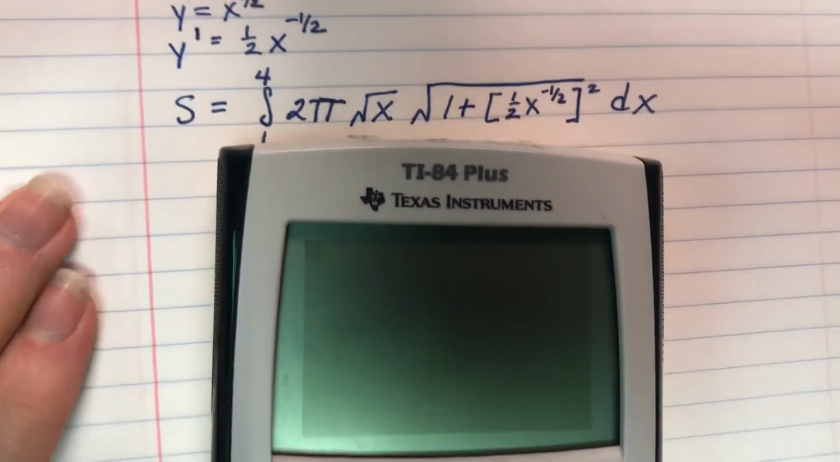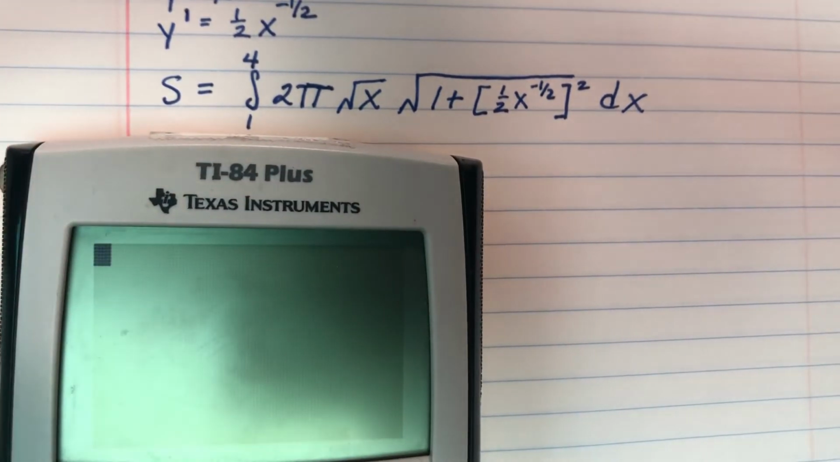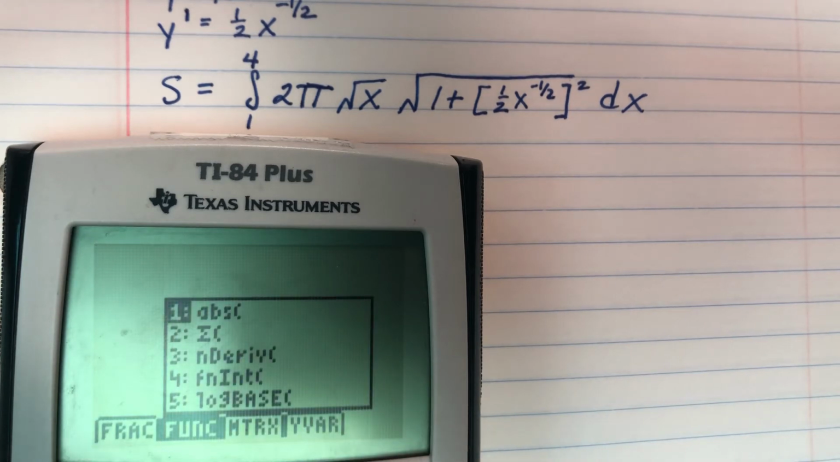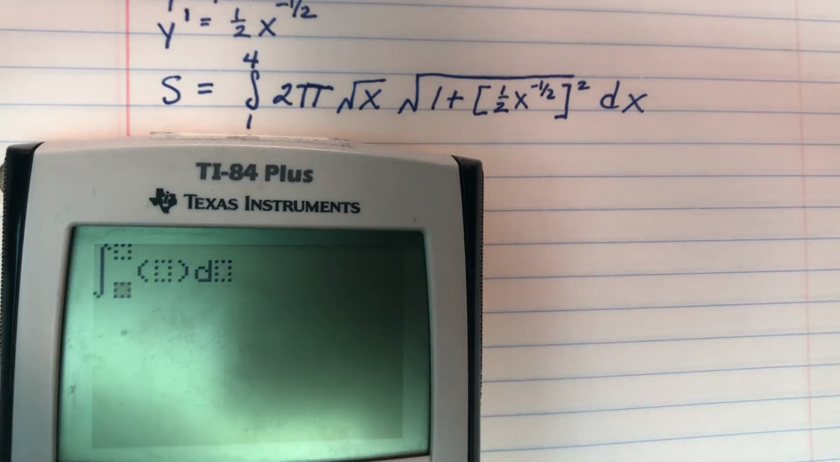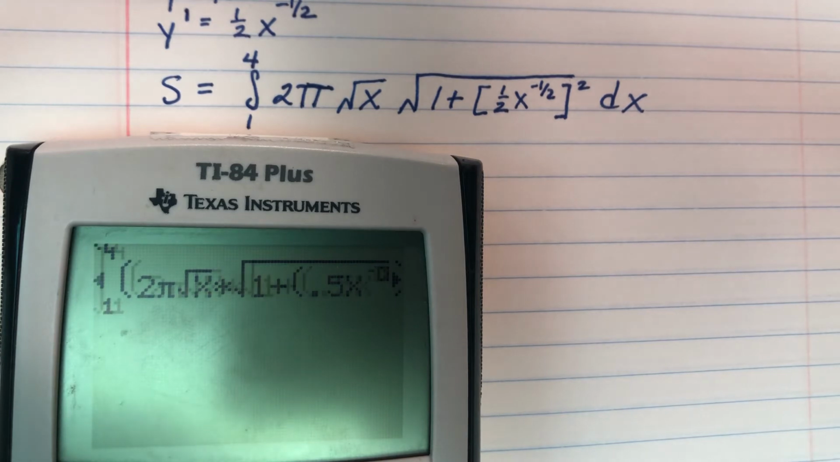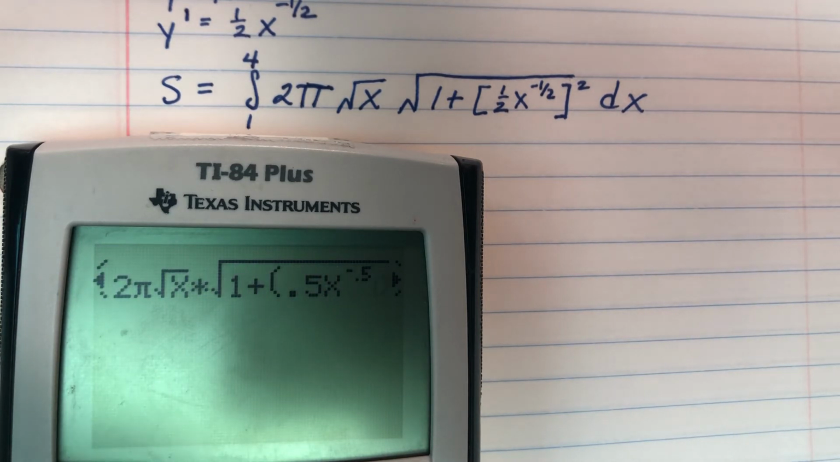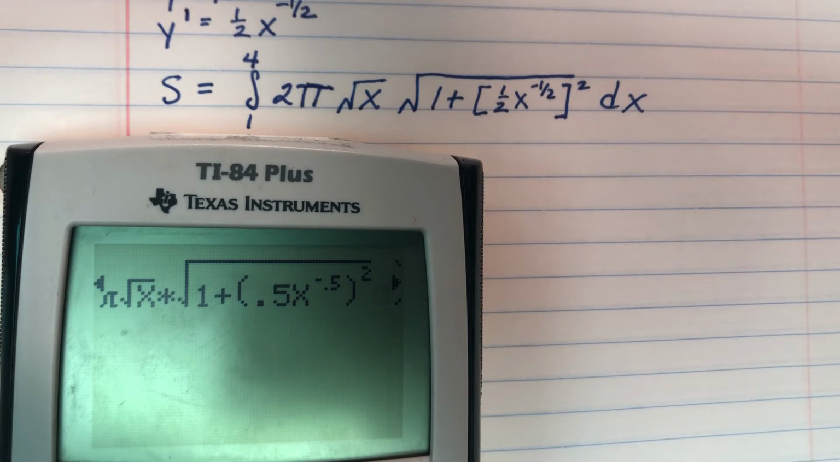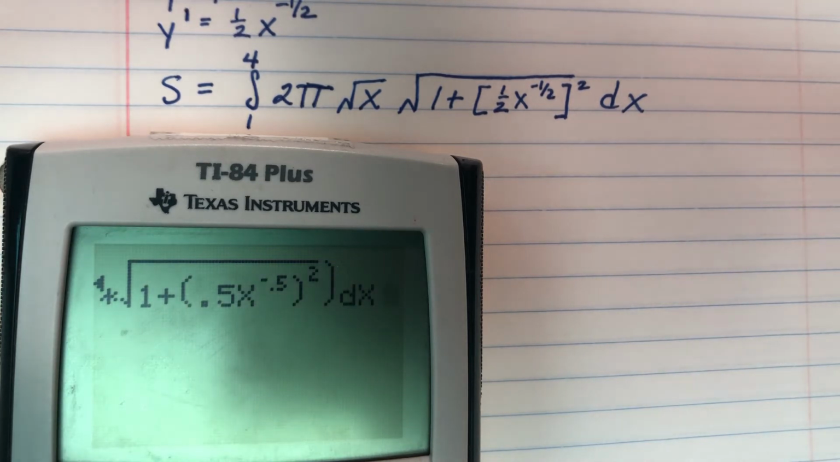Here we go. Can you see that? So we're going to go alpha window, option 4 for function integration, lower limit of 1, upper limit of 4. Then we'll have 2 pi square root of x times the square root of 1 plus parentheses 0.5 x caret button negative 0.5 power, close that parentheses, squared, get out of the square root, get out of the integral, dx.